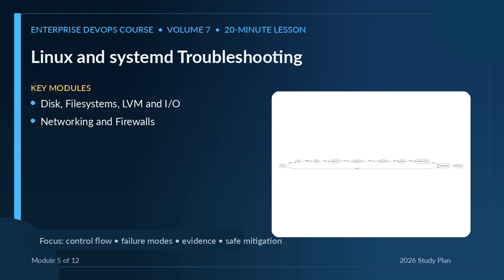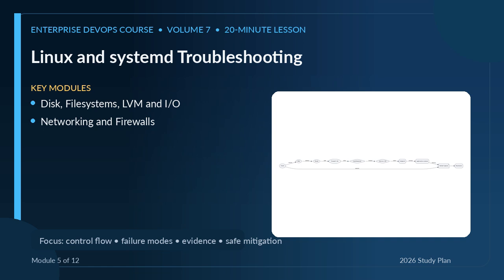Inspect device and file system errors. Draw the architecture and identify the safest evidence or test for disk, file systems, LVM, and I/O. Explain mitigation and validation. Recall the module on networking and firewalls establishes the following ideas.